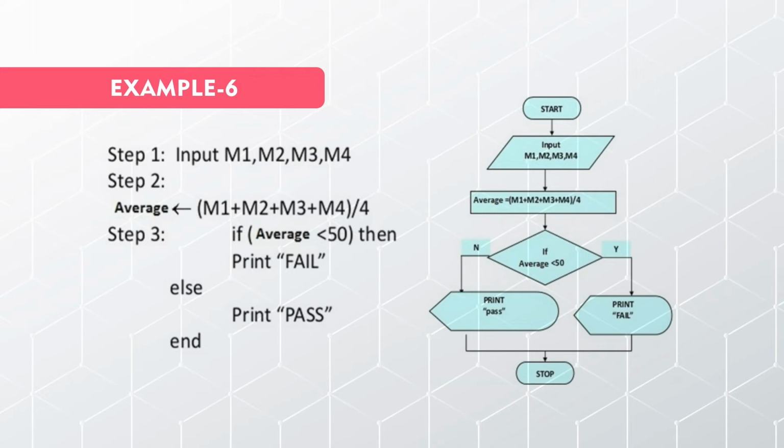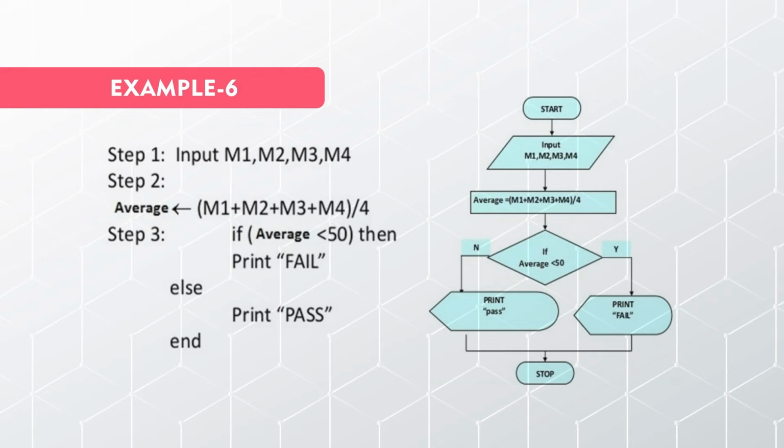So we put the decision that if the average is less than 50, the output should be evaluated as fail, and if it is greater than 50, it should be evaluated as pass. So what is the input required? Input required is M1, M2, M3, M4, that is marks in the 4 subjects. The processing required is the calculation of the average, that is (M1 + M2 + M3 + M4) / 4.